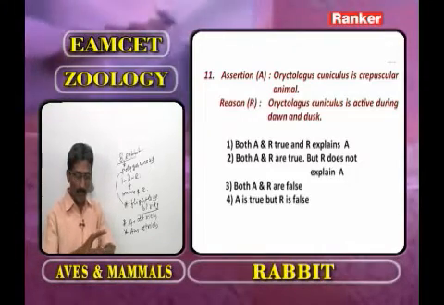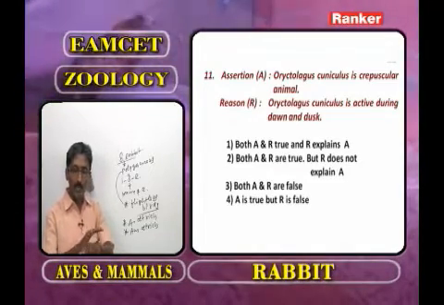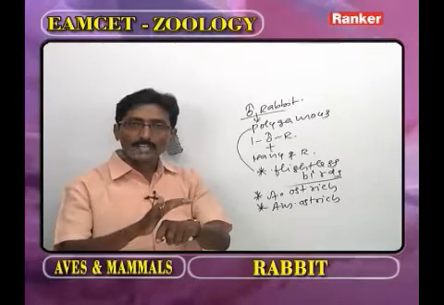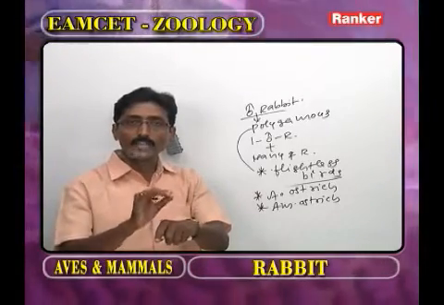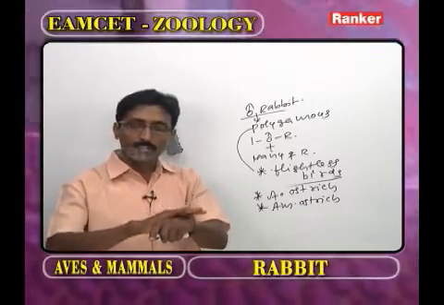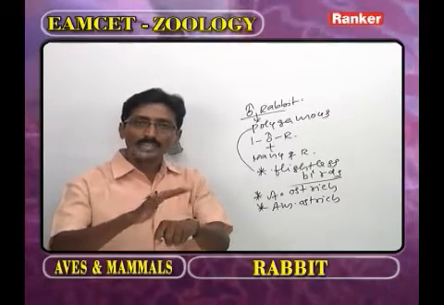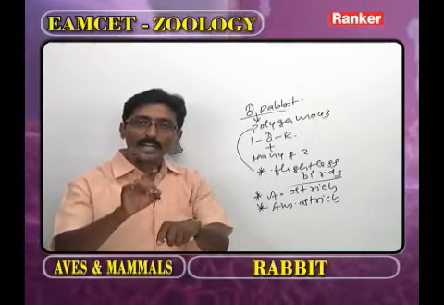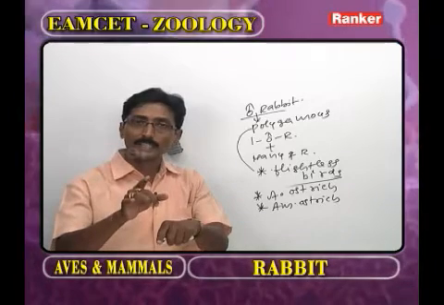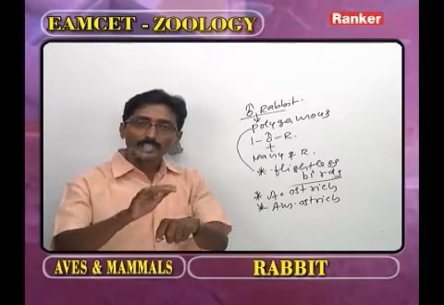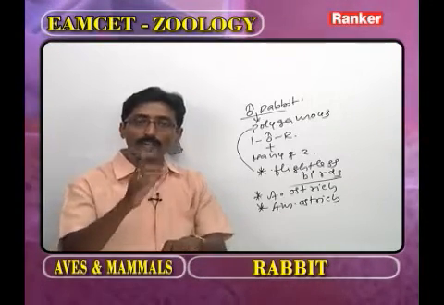Now the body of rabbit is covered by fur. Here we should not use the word hair. The body of rabbit is covered by fur. So in the body of rabbit, what are absent? Hairs are absent. Instead of hair, we have to use the word fur.